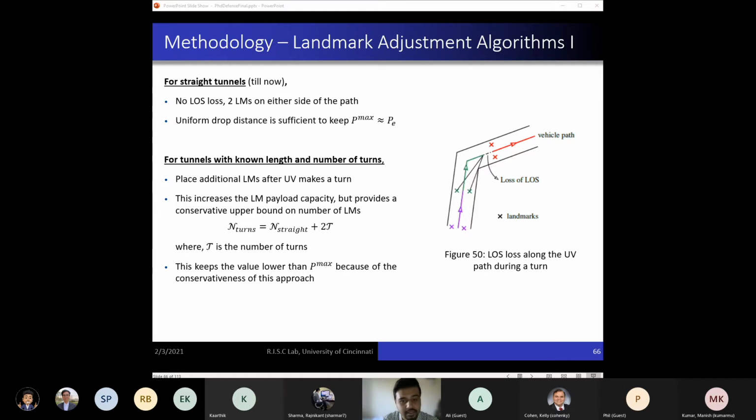However, tunnels with bends or turns can lead to measurement loss due to line of sight issues. Therefore, we need to address this. If we have partial information, that is, we know the length and the number of turns, but not the exact angles or the locations, we can come up with a conservative upper bound approach. For each turn, we drop a pair of landmarks right after the turn. So the total number of landmarks that are required to be carried by the UV will be N straight plus 2 times the number of turns, because we are dropping a pair of landmarks at each turn. This keeps the PE value lower than the desired Pmax value, due to the conservativeness of this approach.